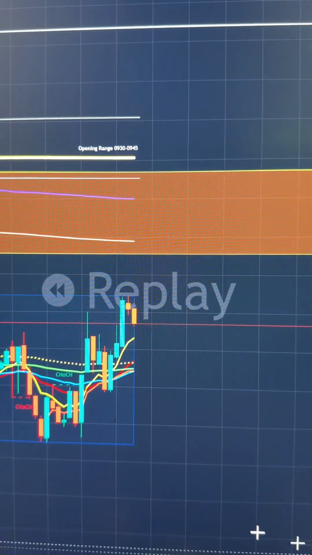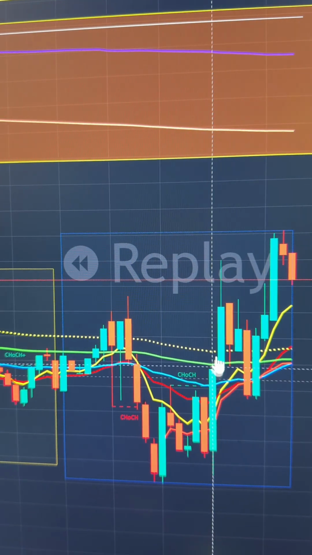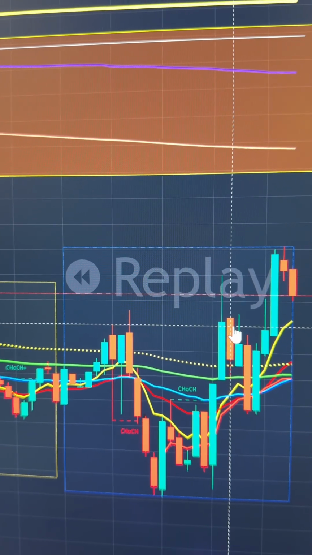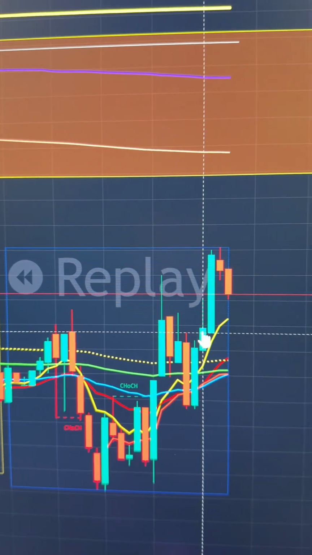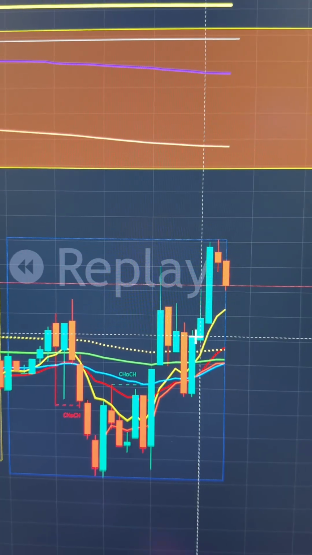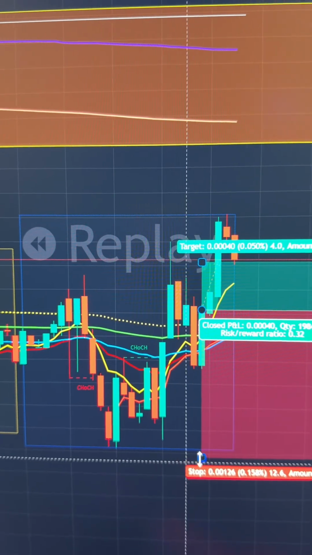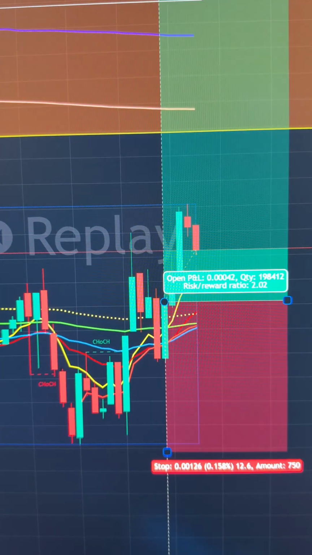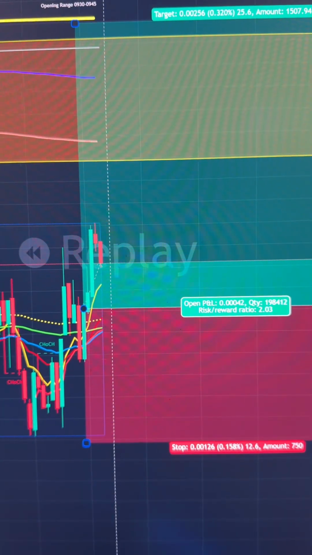Now, this is where I'm going to be looking to get in. As soon as price closed above, I would have got in here, or if I waited for price to close back above, I would have got in there. I would take a long position there, put my stop right below the current session low, which is the London session low. Then I'm going to take the trade, guys. Let's go ahead and play it out.